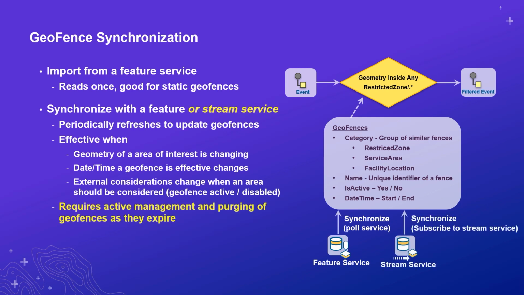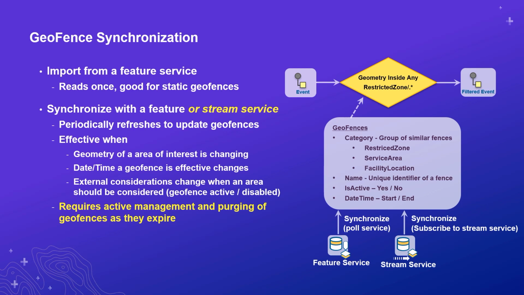You can configure a GeoFence synchronization rule that subscribes to a stream service, allowing a GeoEvent Server output to push processed event records to its own GeoFence synchronization. Stream services broadcast data in the same Esri feature JSON format as feature services return data in response to a client's query for feature records.